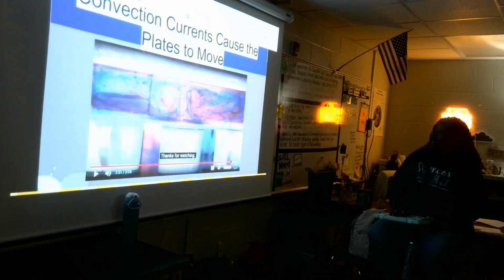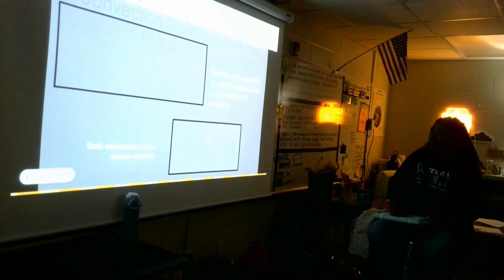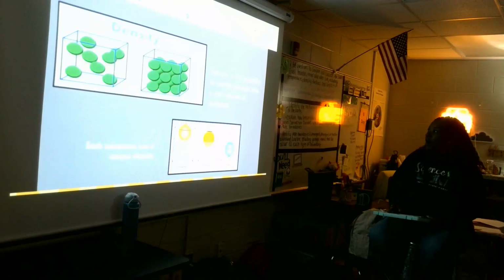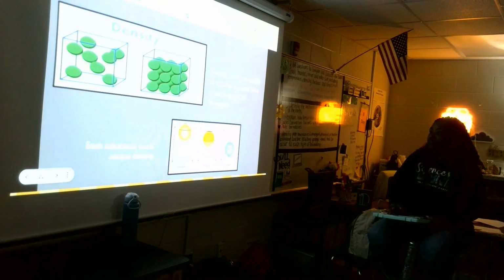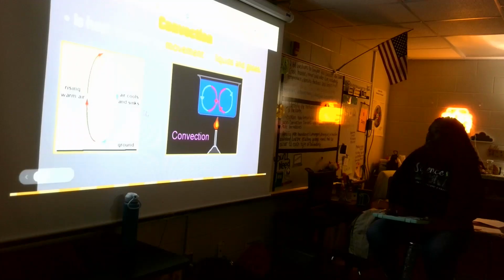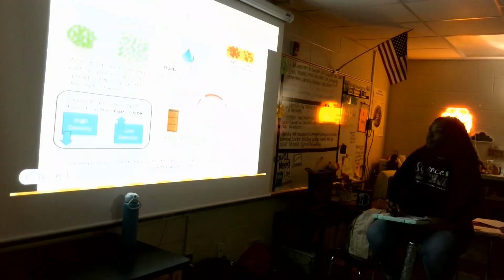All right, so that's how convection currents work in the earth. Here again, density is the quantity of matter packed into a unit volume of materials. Each substance has a unique density. Convection is a heat transfer by the movement of liquid and gases. So that's again, warm air rises, cool air sinks. As the cool air is moving in, the warm air rises, filling those spaces, as stated in the video.